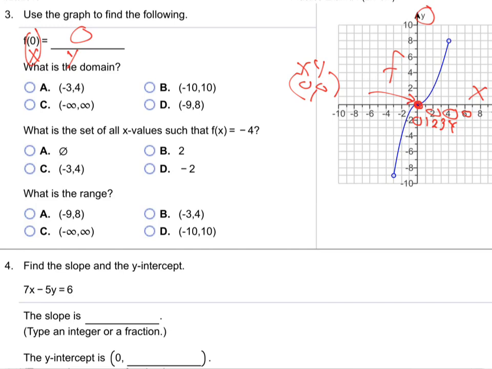Now that's kind of a silly question. Let me give you a different one, because on the real exam you might get a different one. What if they said f of 3? How about we do that real quick? Let's answer that one. So use the graph, find f of 3.